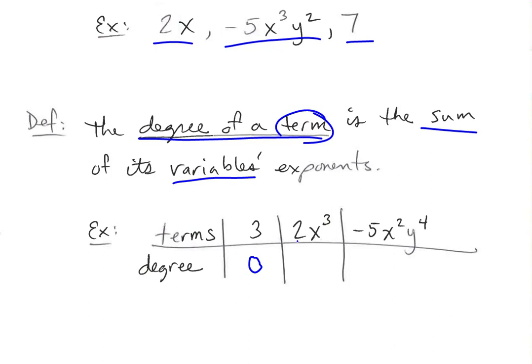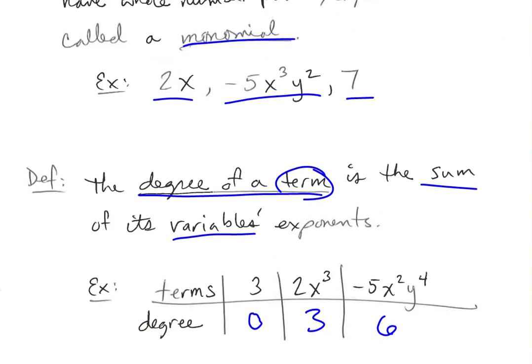Another example would be, what if we had 2x cubed as our term, a monomial it would be. Then notice it has a variable x whose power or exponent is 3, which means the degree of this term would be 3. Or thirdly, if I had negative 5x squared y to the 4th, then this has two variable factors in it. It's a single term because none of them are separated by addition or subtraction. Then we would add up those variables' exponents, the 2 and the 4, to get a total of 6. We would call that the degree of that term.